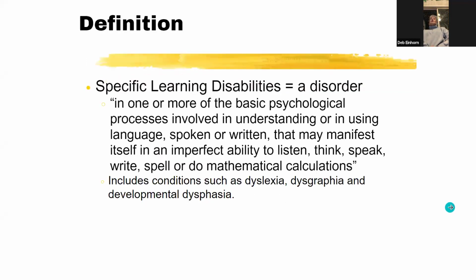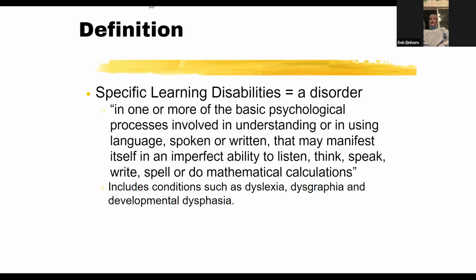So the federal definition of a specific learning disability and the definition that Illinois uses is a disorder in one or more of the basic psychological processes involved in understanding or in using language, either spoken or written, that may manifest itself in an imperfect ability to listen, think, speak, write, spell, or do mathematical calculations. So it includes conditions like dyslexia, dysgraphia. Dyslexia is a reading disability. Dysgraphia is a writing disability, and developmental dysphagia, which is a language disability.